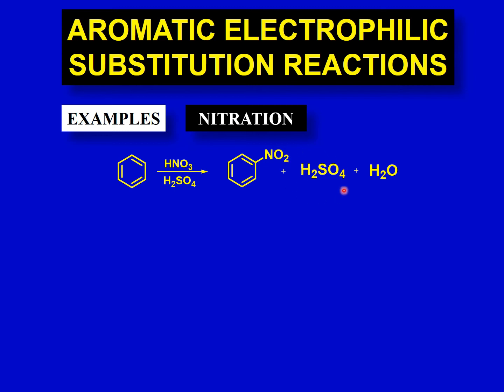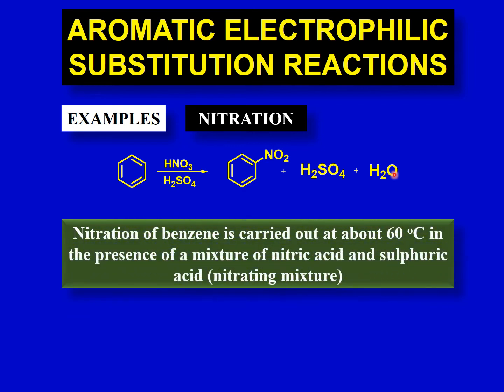Sulfuric acid is regenerated at the end, which means that it acts as a catalyst here, and water molecule is also released as a byproduct. Nitration of benzene is usually carried out at 60 degrees centigrade in the presence of nitric acid and sulfuric acid. The temperature is kept at 60 degrees centigrade and it is not allowed to rise so as to avoid multi-substitution.